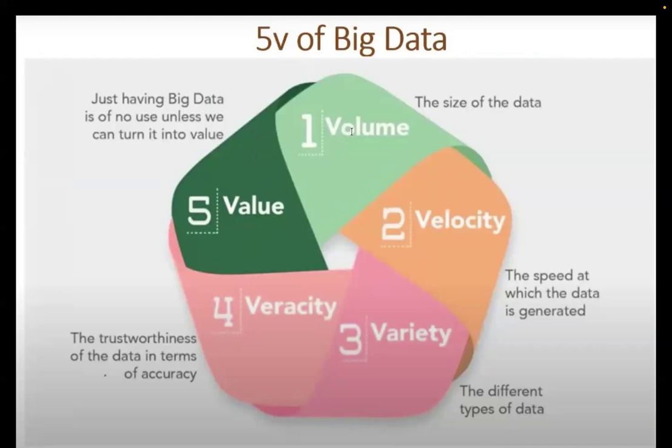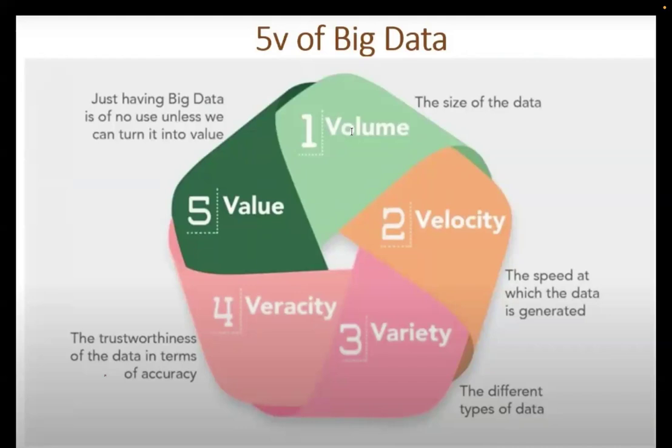First V is about volume. Before you process or work on any data, you need to understand how much volume you are looking at. That is the basic principle of big data. You have to understand the volume of your data and then you have to decide the solution. Second is velocity. Velocity means the speed at which the data is generated. Is it going to be generated on a daily basis? Is it going to be updated on an hourly basis or a monthly basis? Accordingly, you have to work.